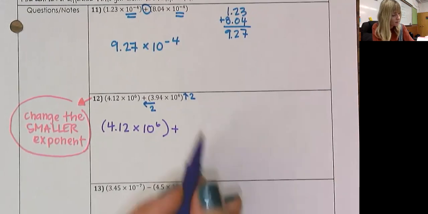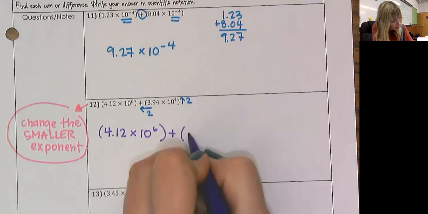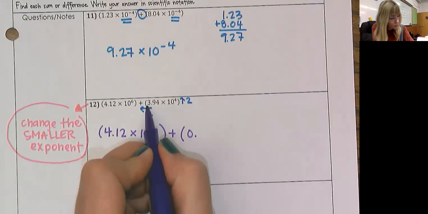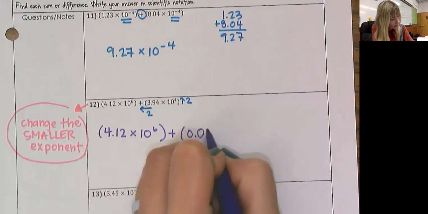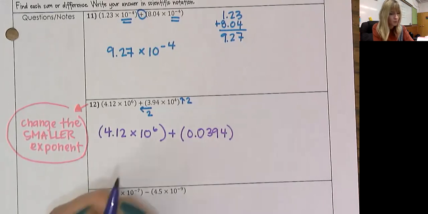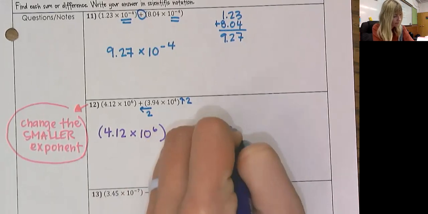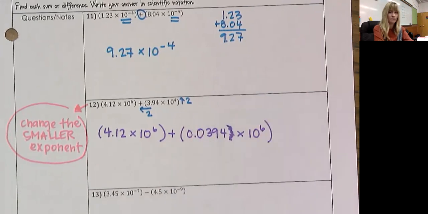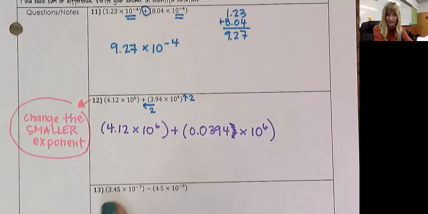You ready? And this is going to turn into, I always put a 0 on front. But if I need to go 2, I'm going to go past the 3, and then I also need one more 0. 0.0394. Why did I close that parenthesis? Madness. 10 to the 6th. Why? That's very tricky. That's what I needed to happen.